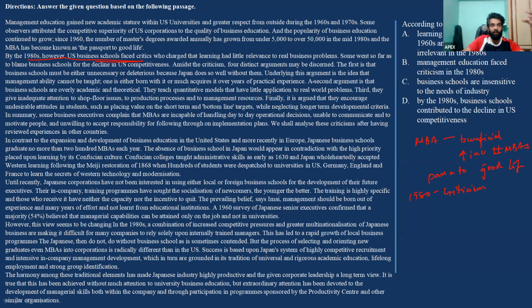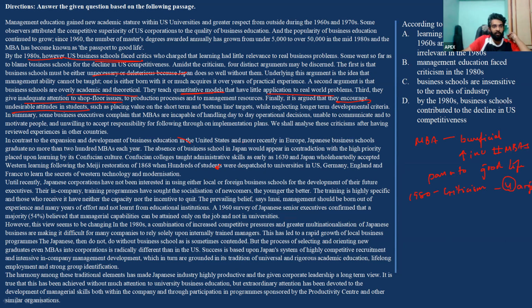The first argument is that these business schools are unnecessary and deleterious. The second argument is that they're overly academic and theoretical because they teach quantitative models which have little application to the real world. And the third, they are inadequate to fit these shop floor issues. And finally, they argued that they encourage undesirable attitudes in students. So these criticisms, there are 4 arguments, and we have marked that in the passage so we can move forward.